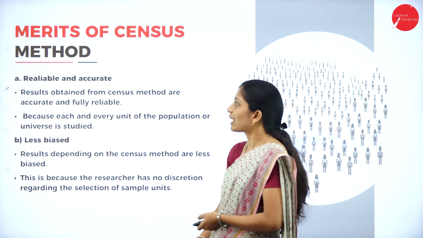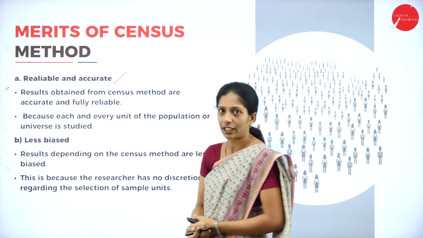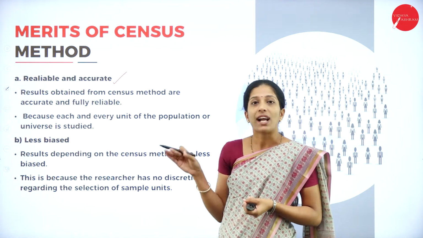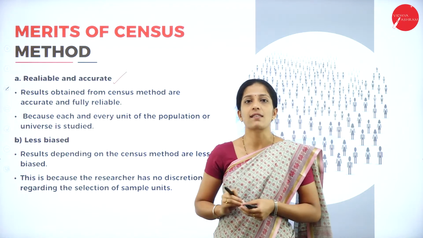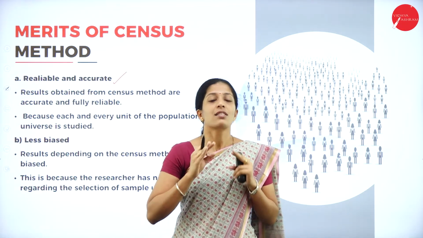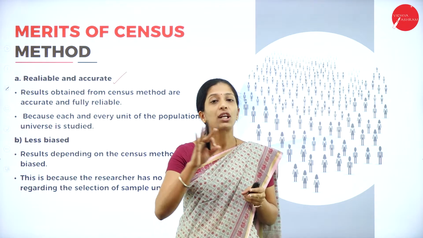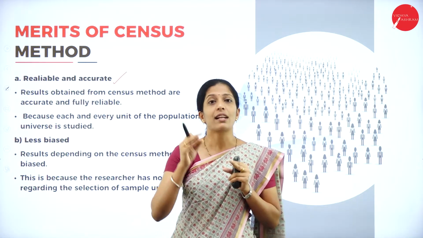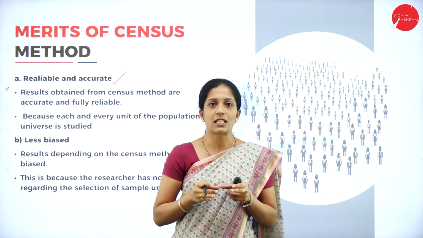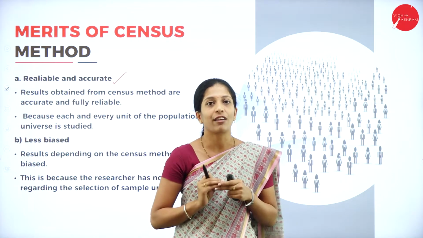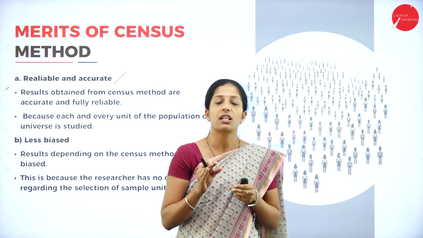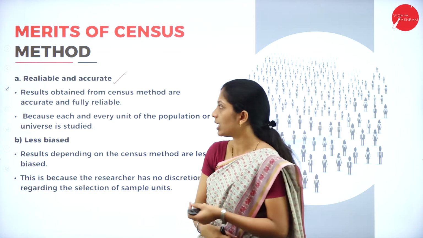So, the first merit is that it is reliable and accurate. Before going through the explanation, I'll tell you why the results obtained by the census method are more reliable and accurate. Because we are going to collect the information from a huge population, we will get a huge number of opinions, so that it will be easy to draw a meaningful conclusion, because we are going to contact each and every respondent from the huge population.